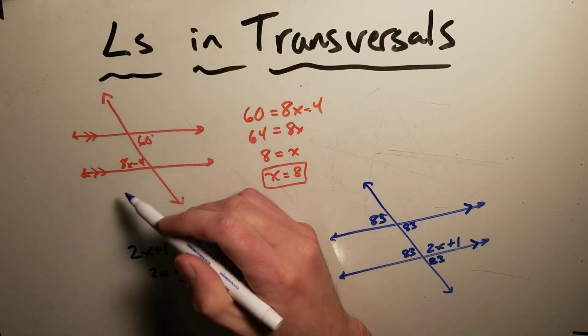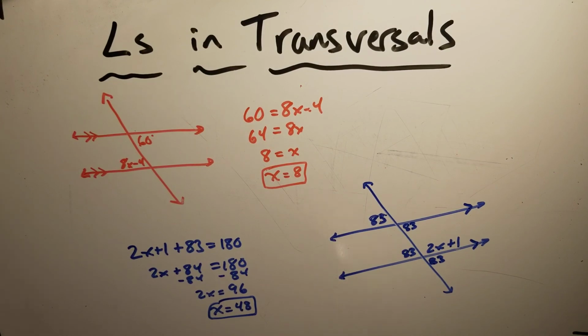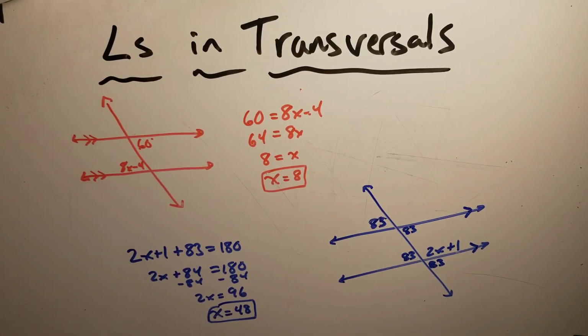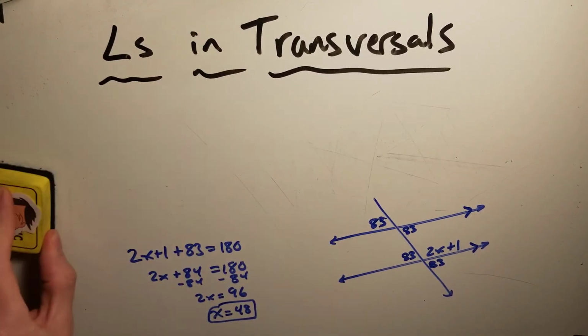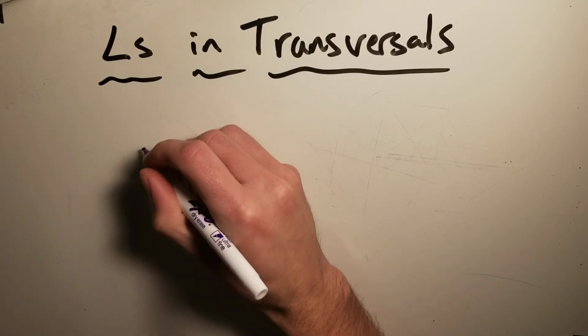So the first one, they were equal to each other. In our second one here, they ended up being supplementary. We had to use some of the other angle relationships that we knew. Alright, let's move on to our next 2. We'll do the yellow one now.